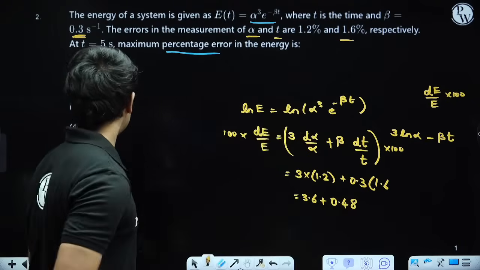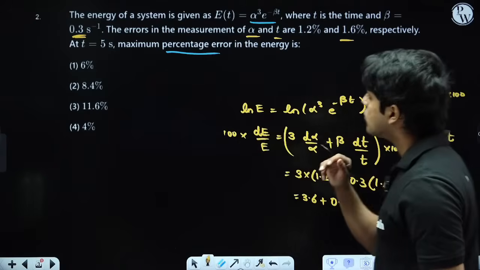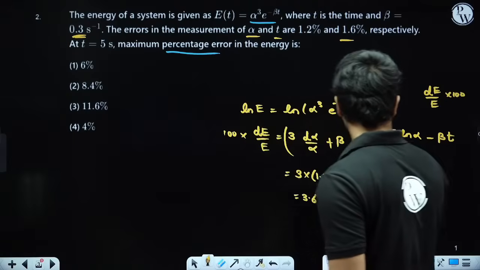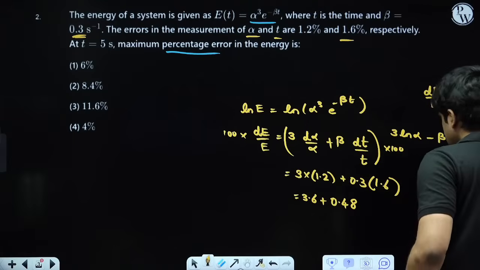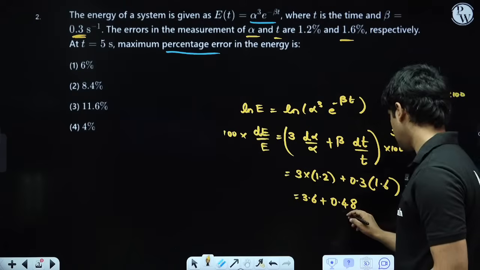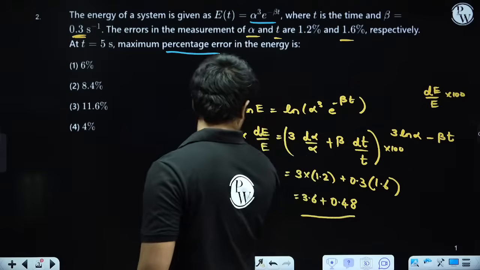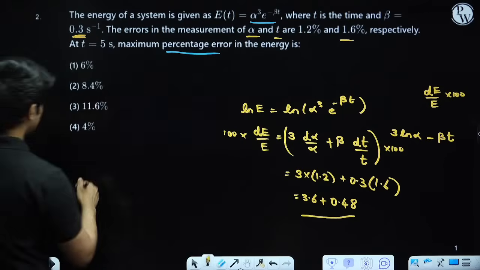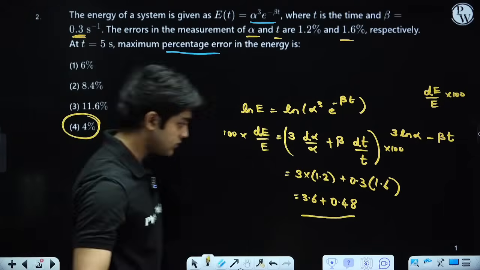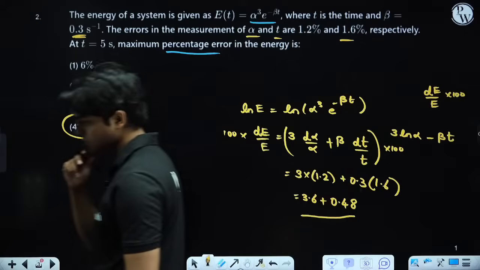So this doesn't match with any option. So 0.3 multiplied with 1.6. If we take it approximately as 0.5, the answer would be approximately 4, I guess, right? Or are we making any mistake somewhere?